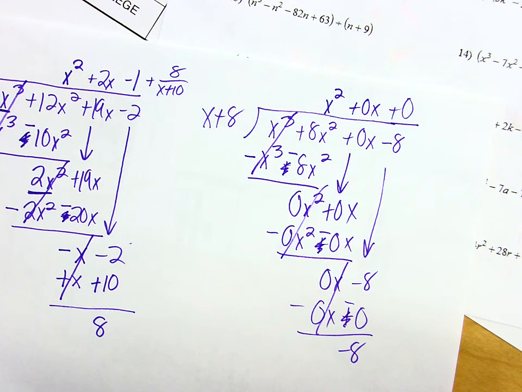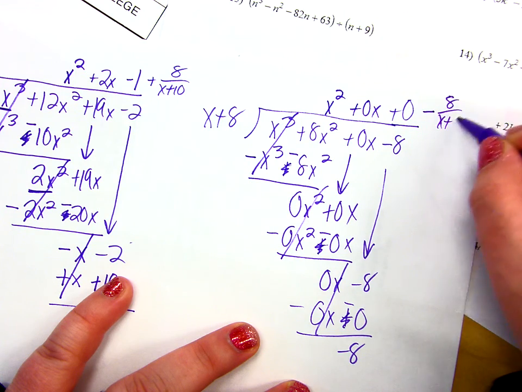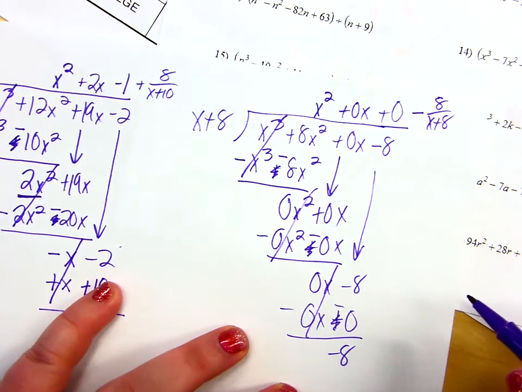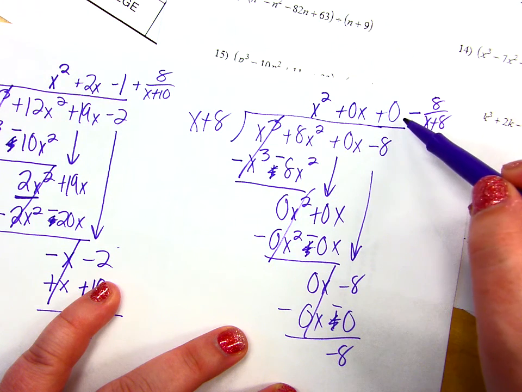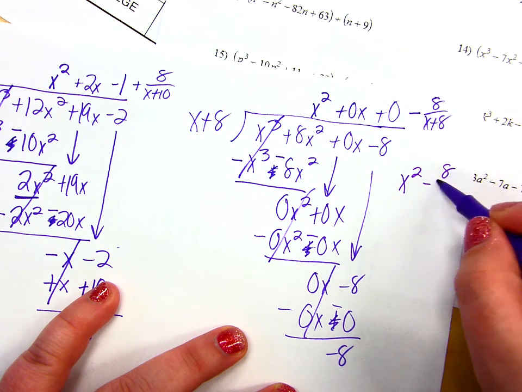I do have a remainder of negative 8. So my answer, negative 8 over x plus 8. Now, when you write your answer all nice and neat, I actually don't need the zeros. So when you write your answer, you can just write x squared minus 8 over x plus 8.